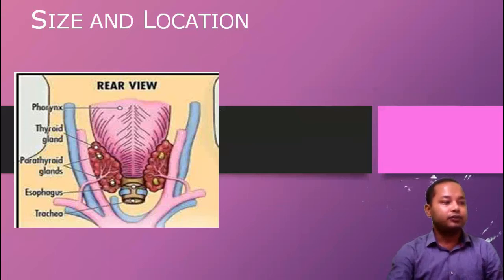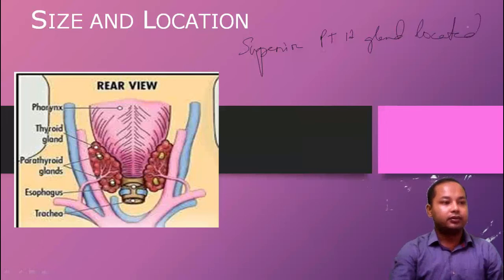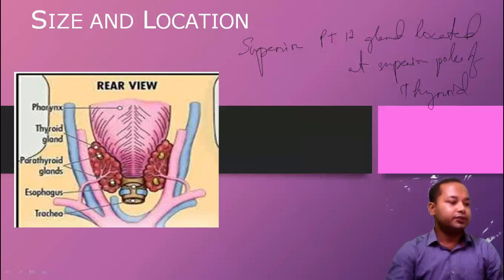As I have already told you, the superior parathyroid gland is located at the superior pole of thyroid gland. Okay. So this is the position. This is the position of the superior pole in which the superior parathyroid is located. And you already know from embryology that the superior parathyroid is derived from the fourth pharyngeal pouch. Okay. The location of the inferior parathyroid is variable.